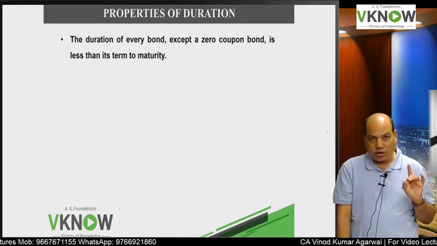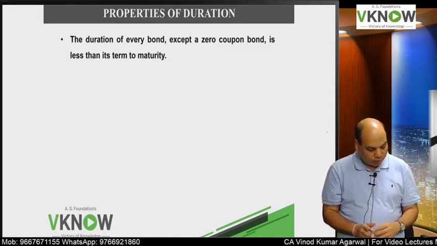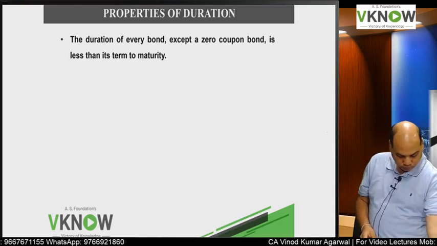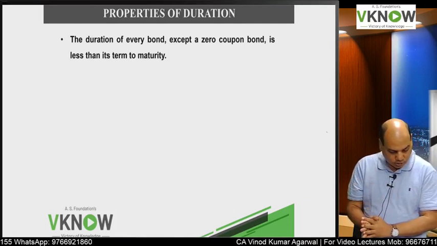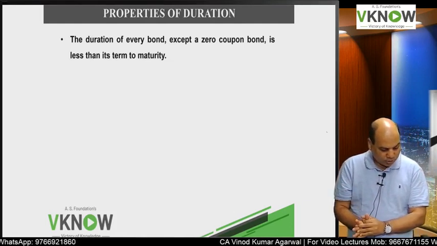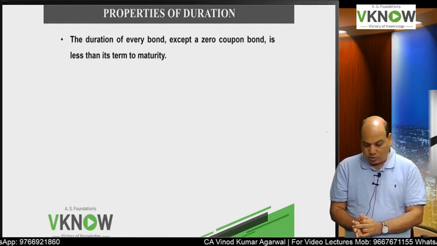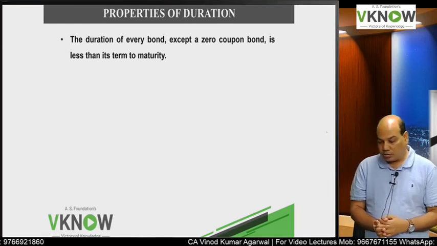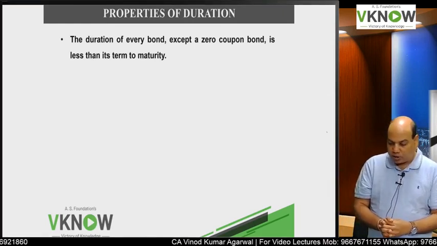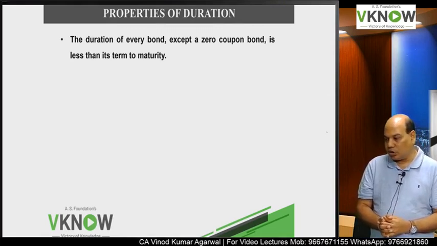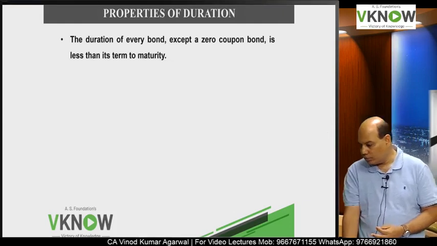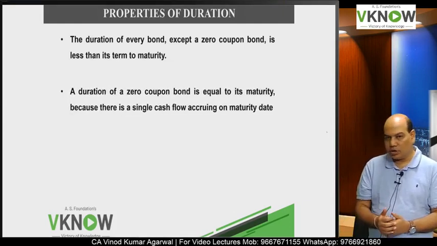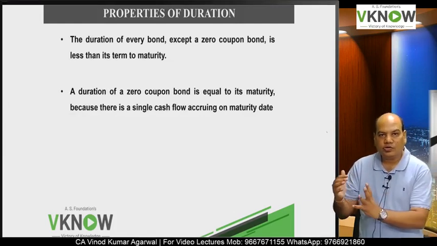Now next thing is duration of every bond except a zero coupon bond, which is our next property. Next property, question 43, duration of every bond except a zero coupon bond is less than its term to maturity. Do you agree? Duration of every bond except a zero coupon bond is less than its term to maturity, because all other bonds generate cash flow.